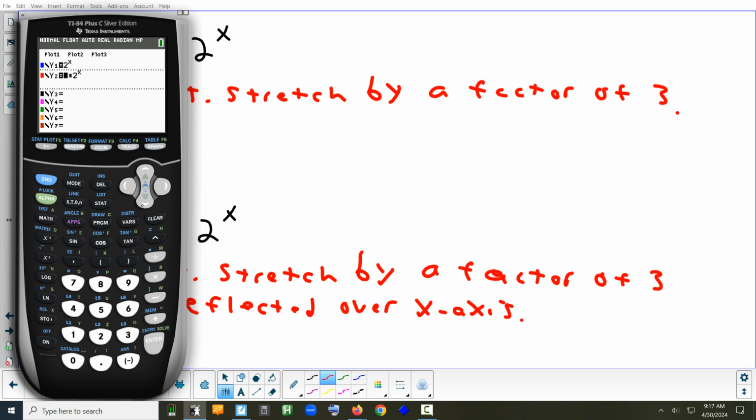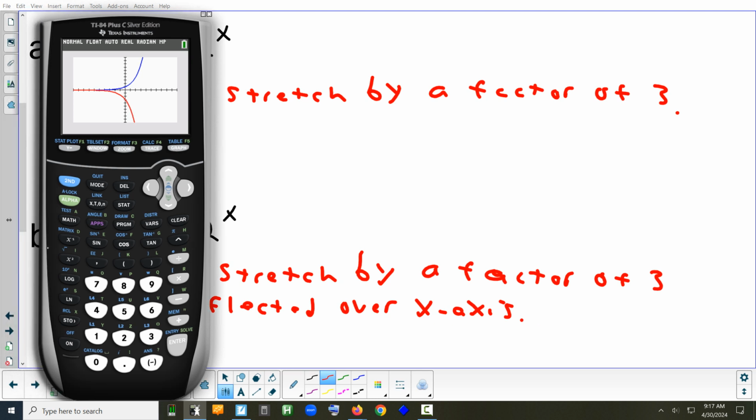So let me show you what that one would look like. Okay, so the one that it's drawing right now in blue, that's the original. And here's the one that's been stretched and flipped. It's gonna look the same at first, but then it's gonna curve down because it's been flipped. Yep, that's what that looks like.